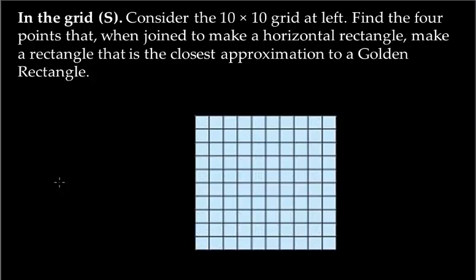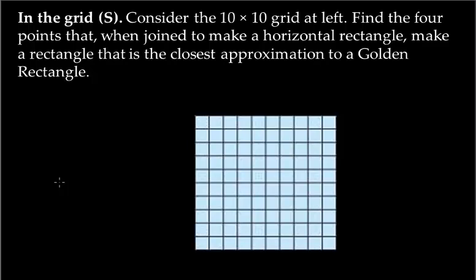This is another problem in the text. Consider a 10 by 10 grid. Find the 4 points that when joined to make a horizontal rectangle, make a rectangle that is the closest approximation to golden.